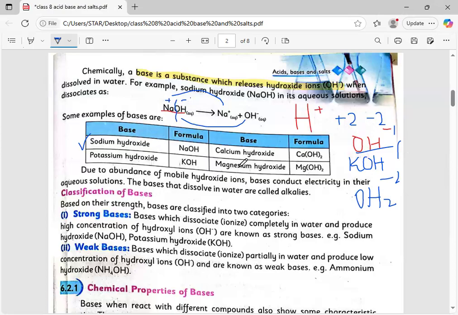And the same for magnesium. Magnesium also donates two electrons to other atoms. Therefore, it contains a double positive charge. So for the double positive charge, there is a necessity for a double negative charge.